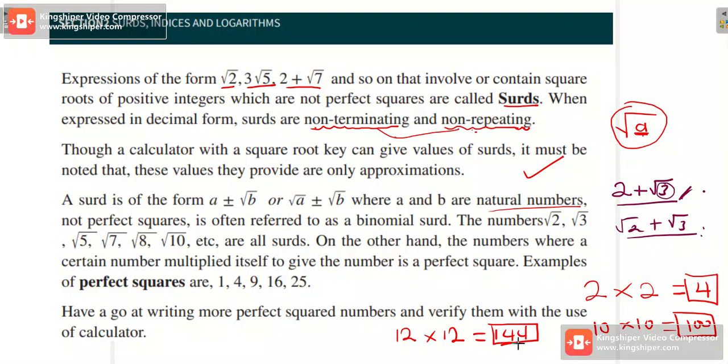So you can look out for all the perfect squares less than 500. You can try that. Check it up. Now let's move on.